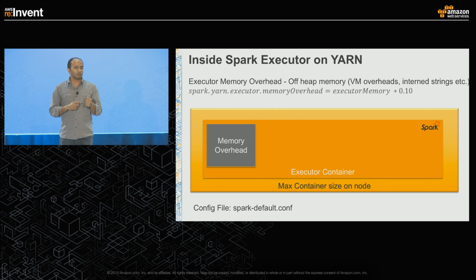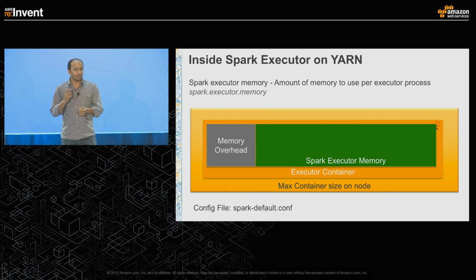Inside a Spark executor, you have one thing called the executor memory overhead, where VM overheads and internal strings are cached. It is roughly executor memory times 0.10, that's the derivation for it, and you can set that configuration in spark-defaults.conf. Next, the other space is for the Spark executor memory, the rest, which is the amount of memory used by the executor. You can set that in the spark.executor.memory configuration in the file spark-defaults.